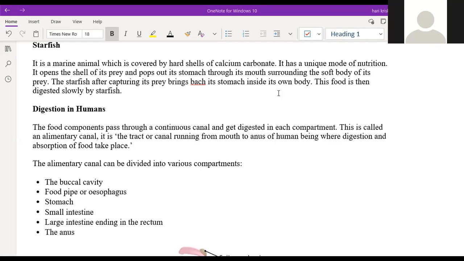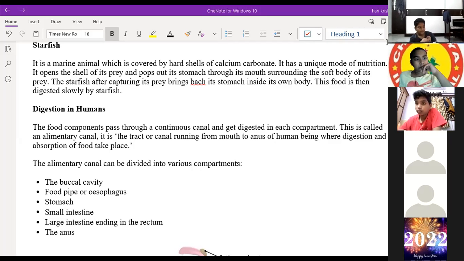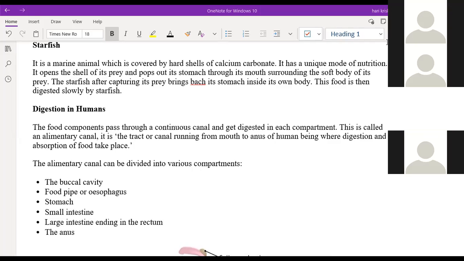Sir, it is mostly found in Australia, right, sir? The Great Coral Reef is also there. Good. If you take the Lakshadweep Islands also, they are mostly coral islands only. Sir, I have a doubt. So it is also made up of calcium carbonate only.